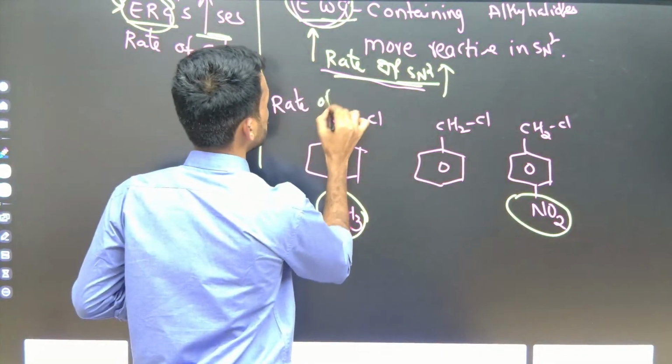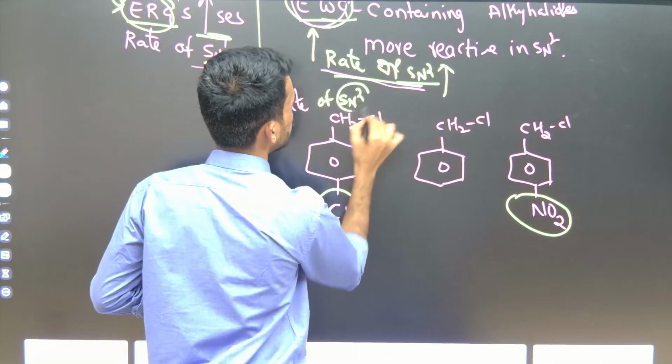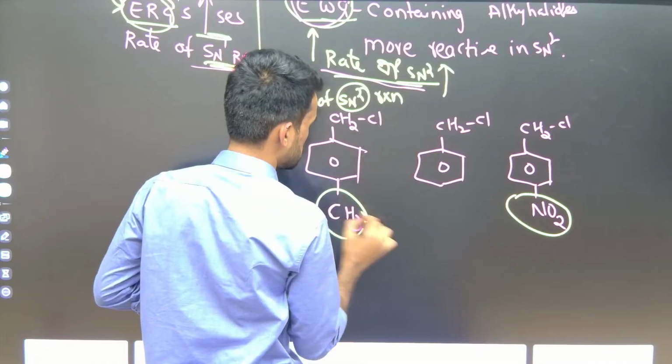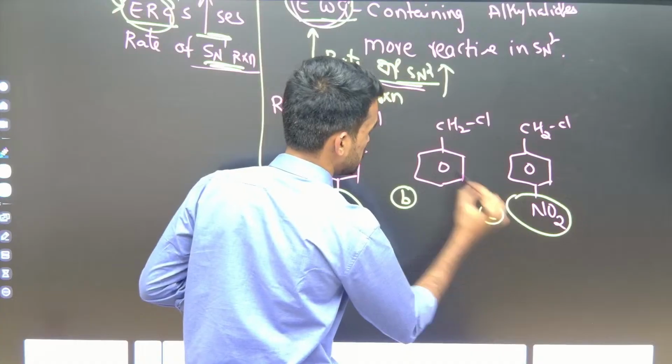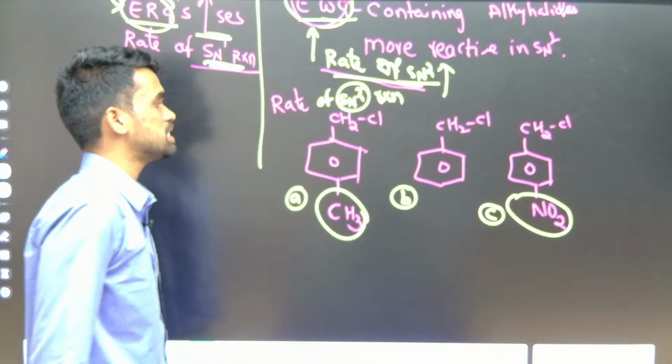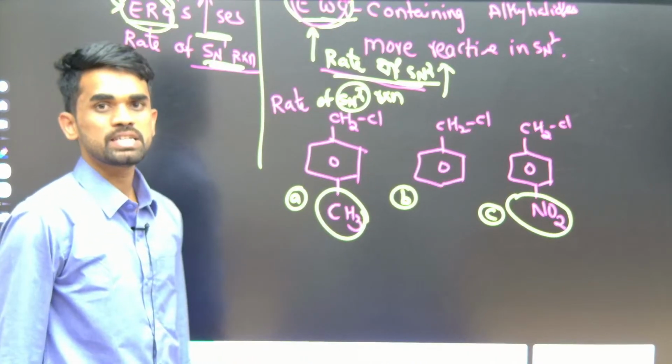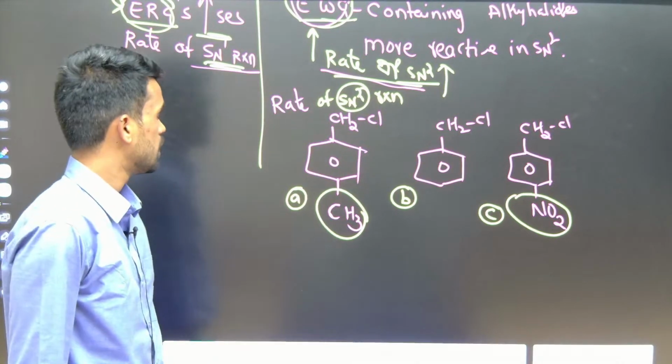See, I am saying rate of SN2 reaction. What is the question I am giving you? Rate of SN2 reaction in the options. Let us say A, B, C. These are the 3 options I am adding. Tell me which is more readily involved in SN2 reaction. This is a question. Okay.